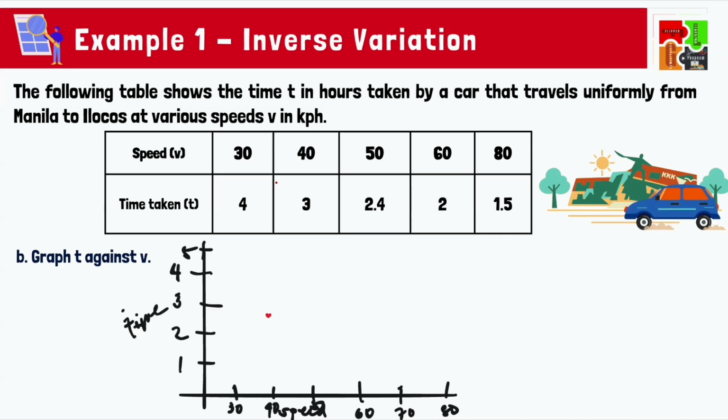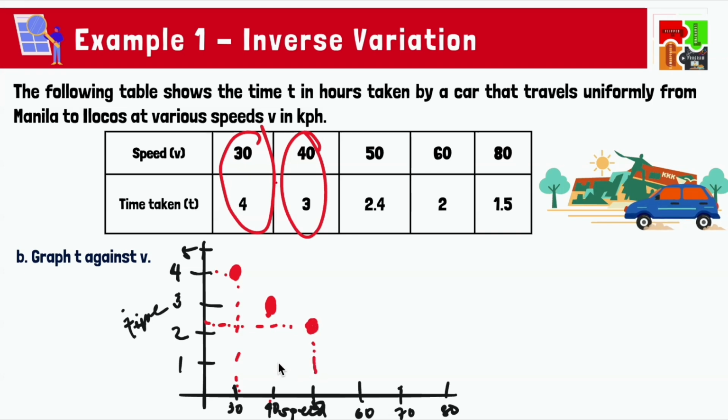Okay, so now let's try to plot the points. So first, we have 30 and 4. 30 and 4 we have here. So when we connect the dots, also 40 and 3. 40 and 3, dito natin makikita yan. 50 and 2.4. 2.4 is in between 2 and 3, somewhere here. Nasa pagitan niya ni 2 and 3. Dito yan 2.4 na yan. 60 and 2, dito natin lalagay yan. 80 and 1.5, sa pagitan niya ni 1 and 2. Actually, nasa gitna yan. Okay, so dito natin lalagay yan.